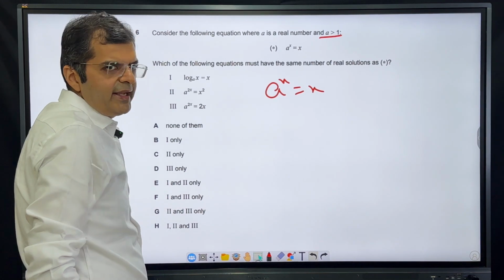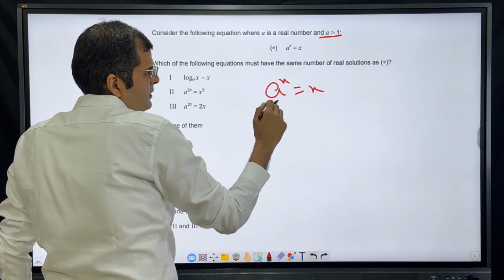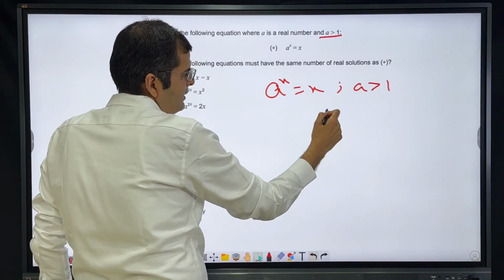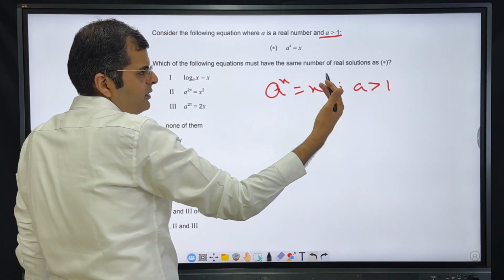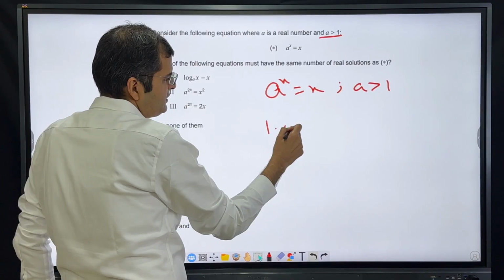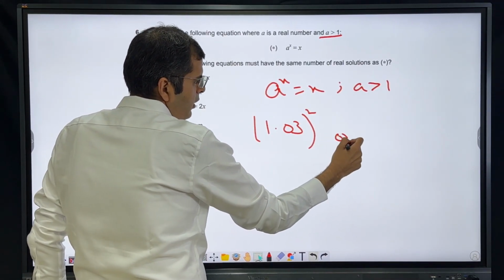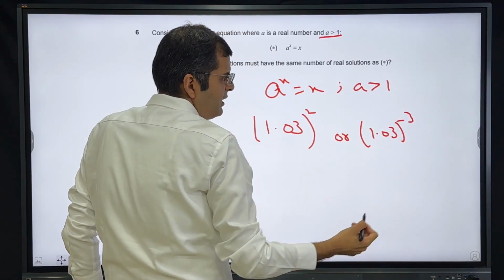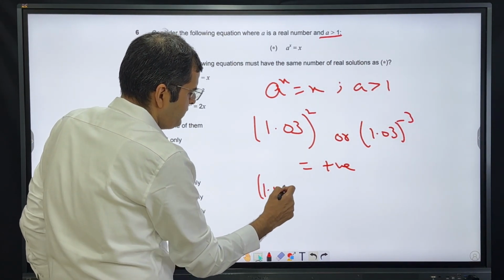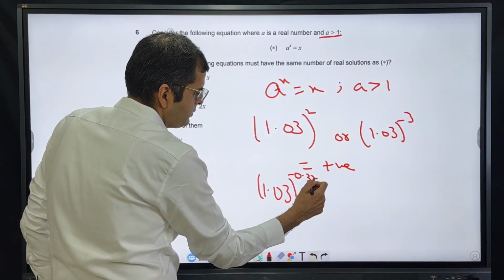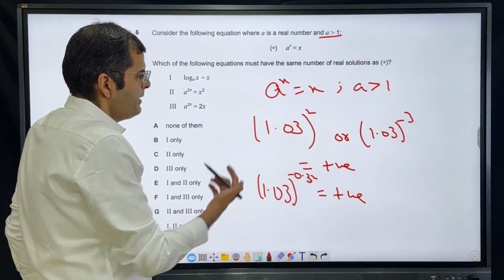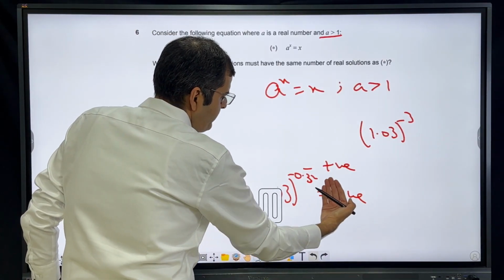Now, a is greater than 1, I know. So for any number greater than 1, if I raise it to a positive or negative power, in both situations the result will be positive. Let's say I have 1.03. If I have 1.03 raised to 2, or 1.03 raised to minus 3, in both situations the answer is positive. Even 1.03 raised to power minus 0.2232 is positive. If a positive number is raised to any power, positive or negative, the result is positive. So that means a raised to x has to be positive.